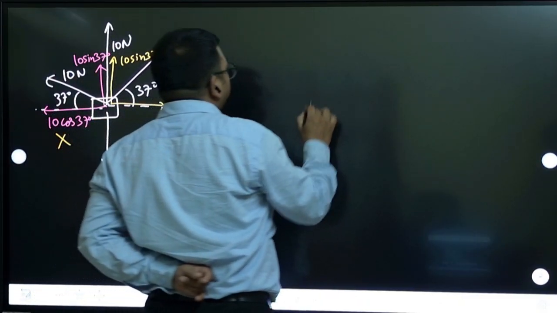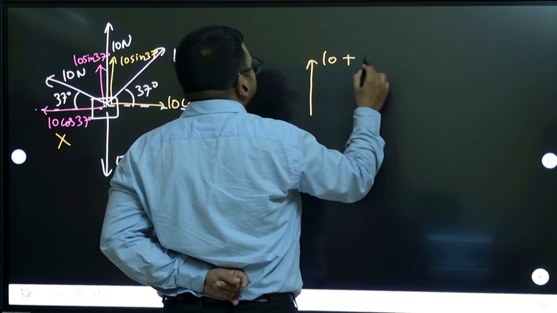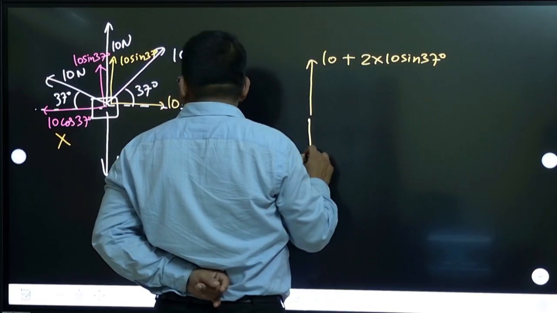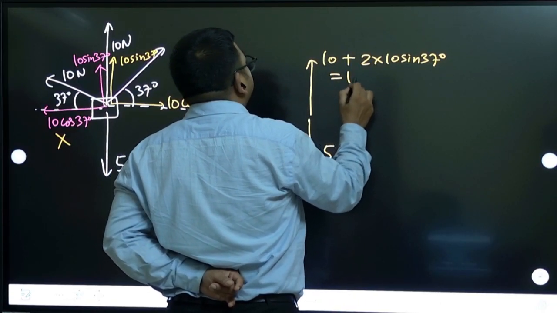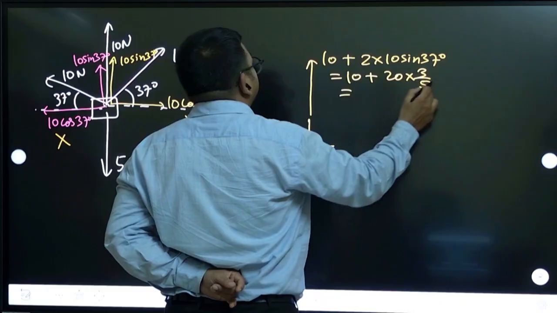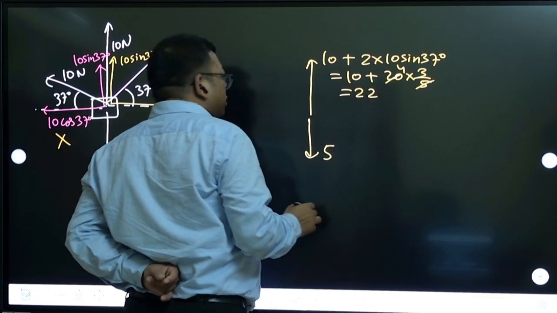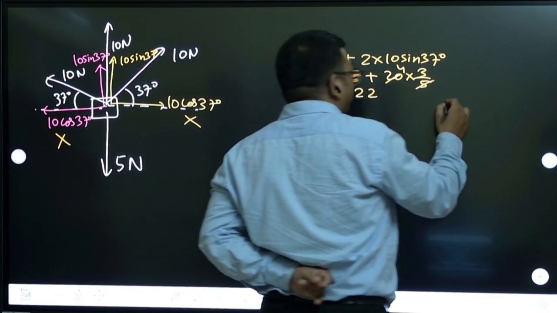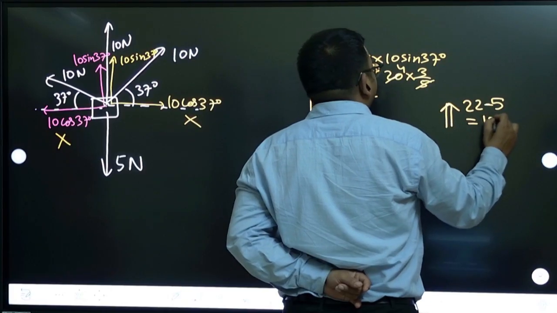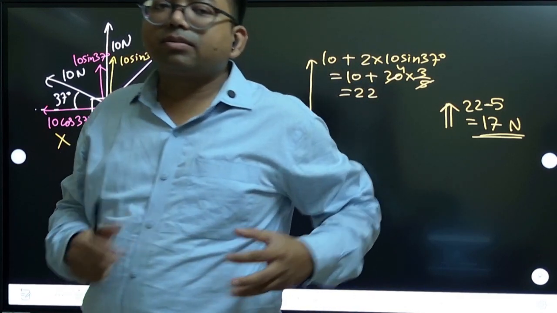So in the vertical direction, we are going to get tan plus 10 sine 37. 10 sine 37 means 2 times 10 sine 37, right? And this below, this is 5. How much will this give? So this is 20 sine 37, 3 by 5. Calculate 5 into 4, so 12. This will become 22, right? So now 22 is larger than 5, so the net force will be opposite, meaning you will subtract 22 minus 5, that means 17 Newton. So the total force acting on the body is 17 Newton.